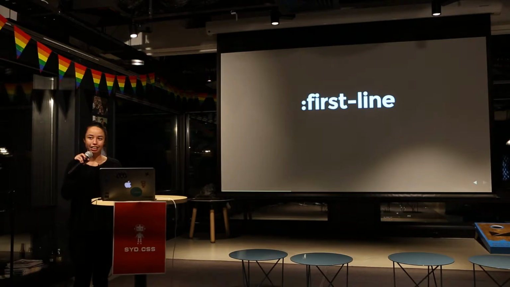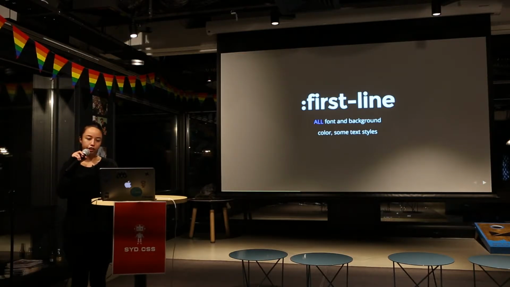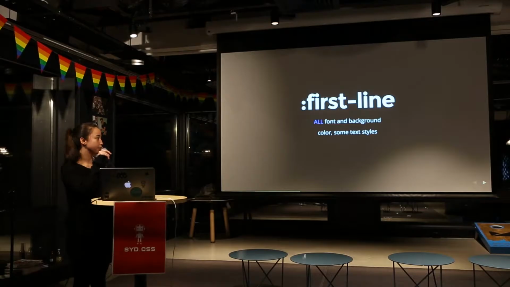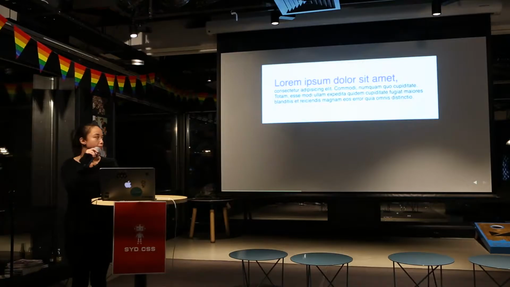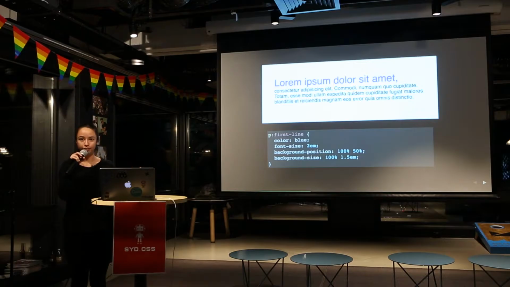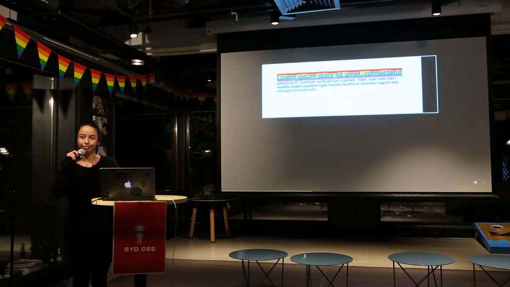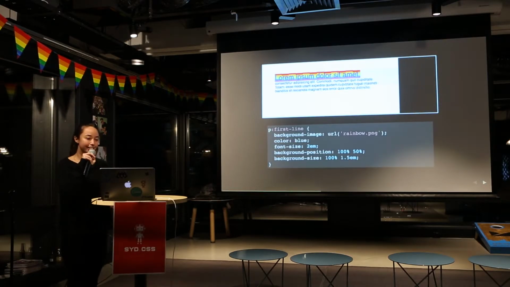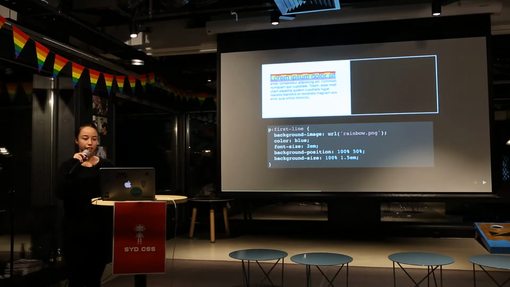The second one is first line. This will let us style the first line of a block. The styles that we can use are not so many. It's just color and some text styles, so there's more limitation than the first letter. It's a simple example with just some blue color. But we can also add a rainbow picture if that's what we like. And the interesting thing is if we resize the browser, it still selects the first line. And I don't think we can do this in any other way.